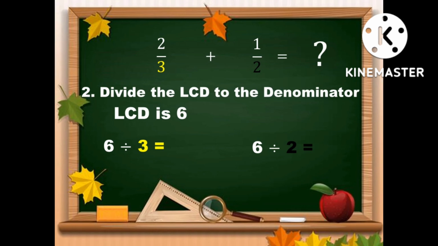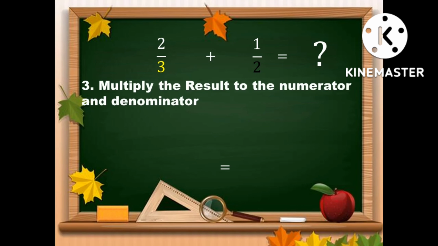First, 6 divided by 3 is equal to 2. How about this one? 6 divided by 2. The answer is 3. So after step 2, we now go on to step 3, which says multiply the result to the numerator and denominator. So we have here the results: we will use 2 and we will use 3.